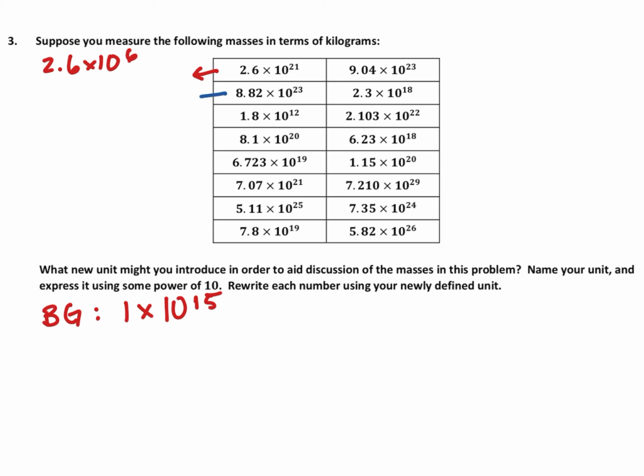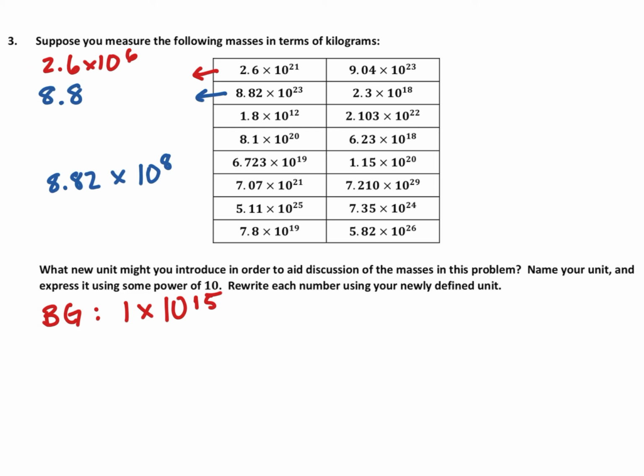Now let's look at this one. If I were to divide 8.82 by 1 times 10 to the 15th, 8.82 stays 8.82 when you divide by 1. And for the 10, I have 23 minus 15. 23 minus 15 is an 8. So it should say 8.82 times 10 to the 8th. If you use a different exponent here, your exponents on these are going to be different than mine. If you use a 15, they should be the same.